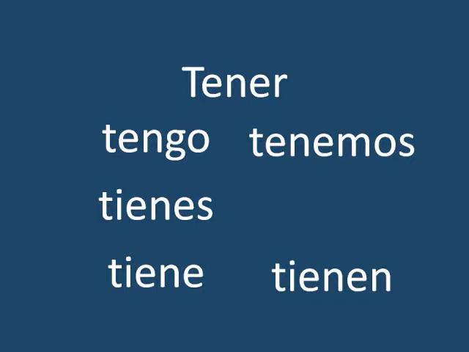So, let's get started. I want you to look at this slide, and this is the conjugation of the verb tener. This is a review for you because we've done this in the past. So let's conjugate together out loud the verb tener. Tengo, tienes, tiene. Tenemos, tienen.